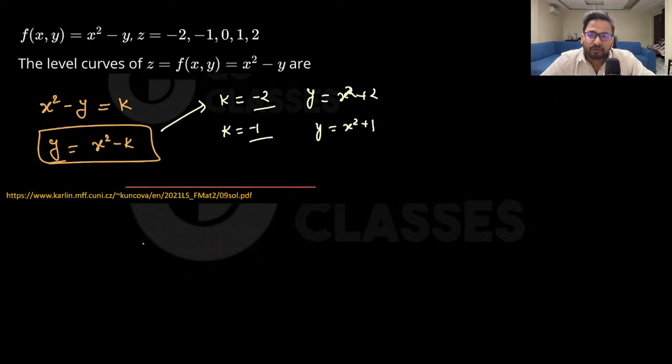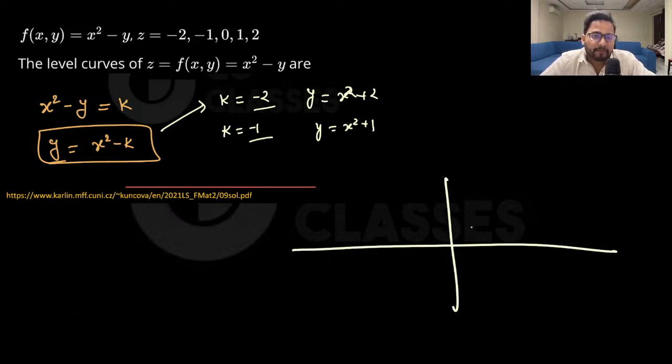Okay, so it will look like this: x square plus 2. It means that for x equal to 0, y is 2, right? For x equal to 0, y is 2, maybe it is a little up, a little shifted, right? This is one contour for k equal to minus 2. For k equal to minus 2, you get this contour.